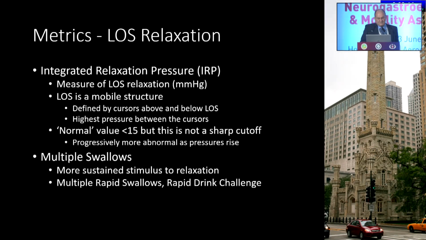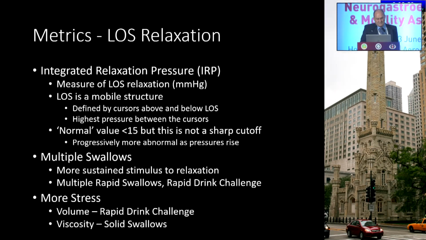Now, if we want to assess LOS relaxation in a bit more detail, we can do multiple swallows. So this provides a more sustained stimulus to relaxation, and we can do this within the multiple rapid swallows and also the rapid drink challenge. Alternatively, we can provide some extra stress to the LOS. So in the rapid drink challenge, we're providing a higher volume that has to go through the LOS, or we might increase the viscosity, and solid swallows is the main way we do this. So we're stressing the lower esophageal sphincter to try to bring out abnormalities.